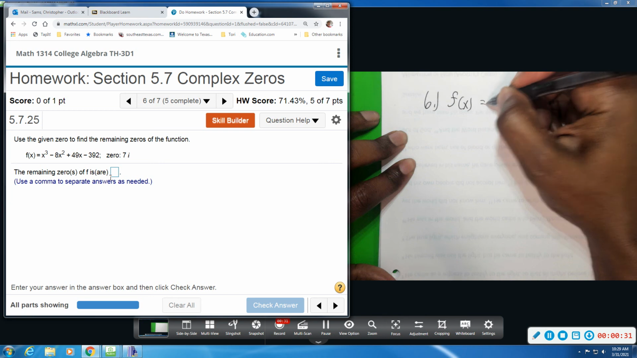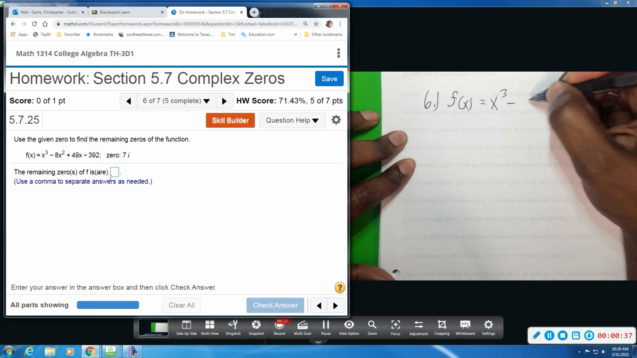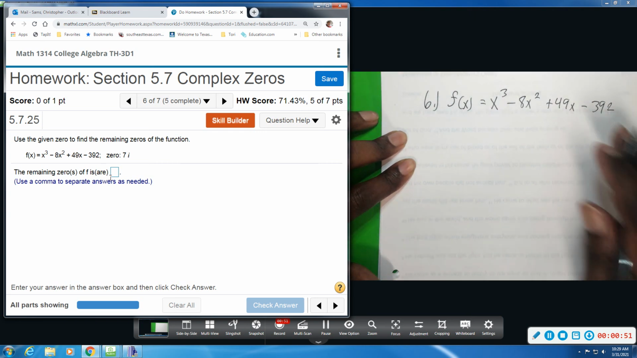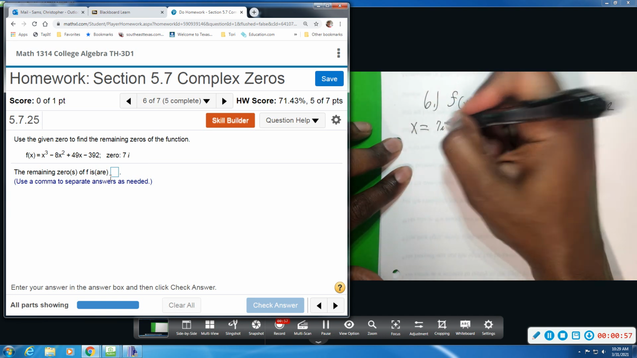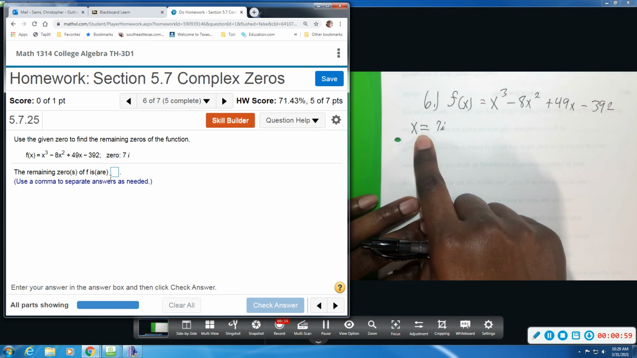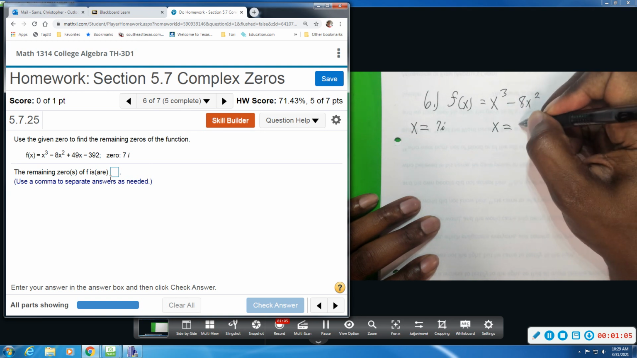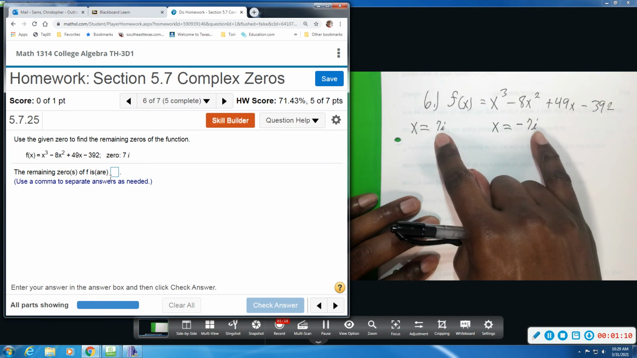So we have x cubed minus 8x squared plus 49x minus 392. Okay, so what they give us is that x equals 7i is one of the zeros. Because of this, we also know that x equals negative 7i is also a zero. That has to be the case dealing with imaginaries.